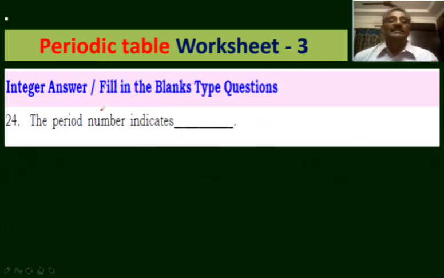Next is integer answer type question or fill in the blanks type question. The period number indicates the valence shell of atom.